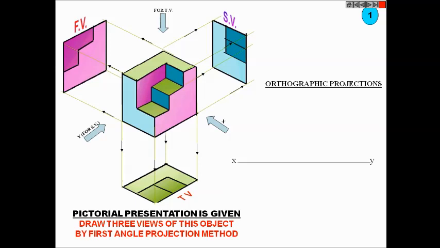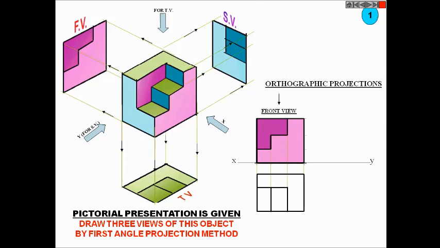So first we have to draw the XY line. This is the intersection line for the vertical plane and horizontal plane. Then above the XY line, the front view is visible. Then below the XY line and exactly below the front view, we have to draw the top view. And then on the right side of the front view, the side view is visible.